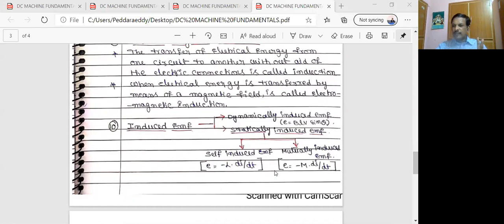The formula for dynamically induced EMF is E equals B L V sin theta, where B is the flux density, L is the length of the conductor, V is the velocity of the conductor, and theta is the angle. Okay, and coming to self-induced EMF.